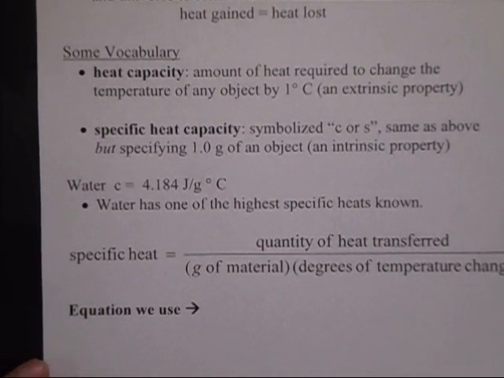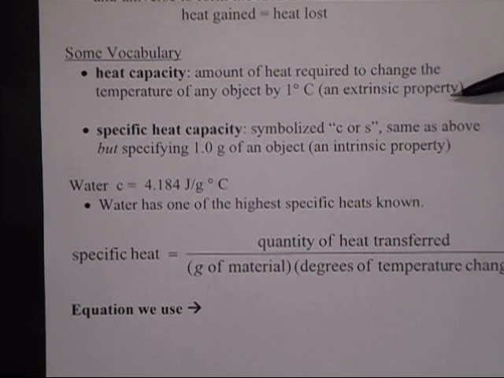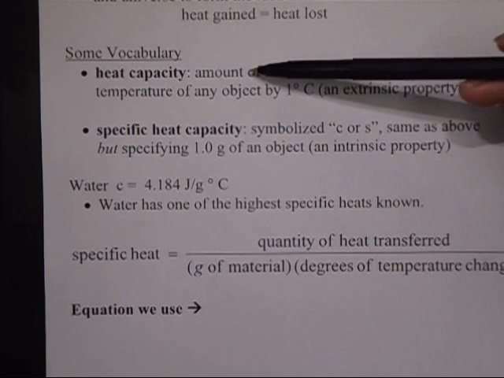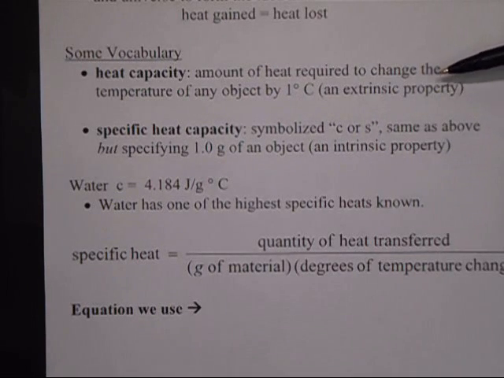All right, the vocabulary that you're working with are two new words, heat capacity and specific heat capacity. Heat capacity itself is an extensive or extrinsic property. It depends on how much sample you have, and it is essentially the amount of energy required to heat something up. So heat capacity, how much heat can it hold?